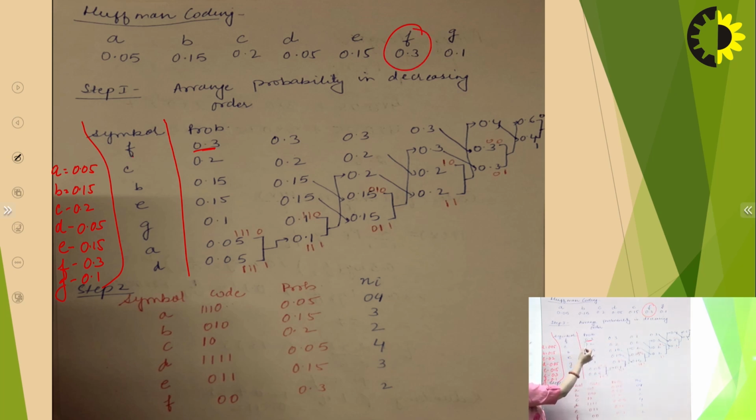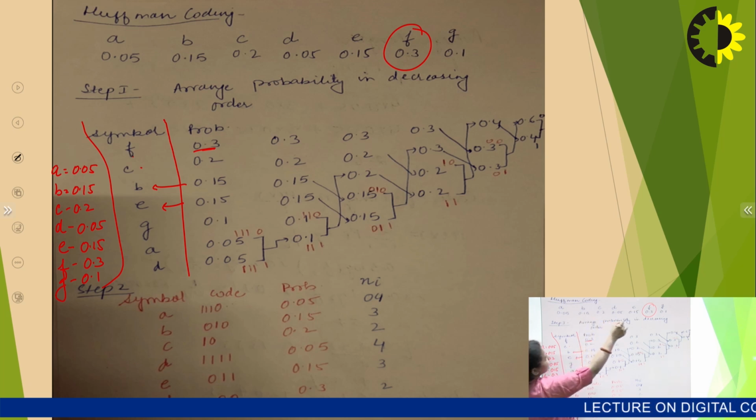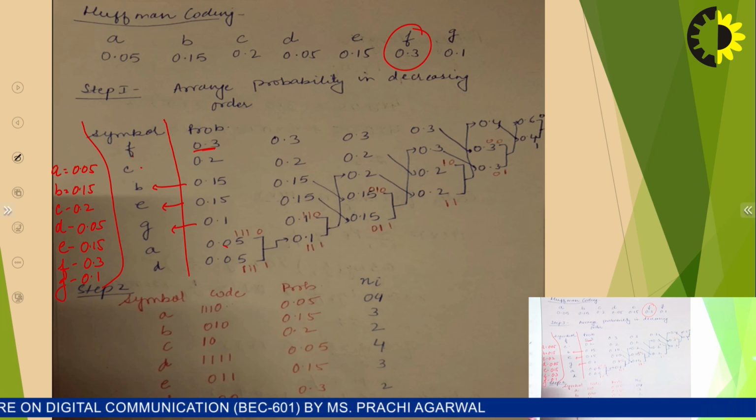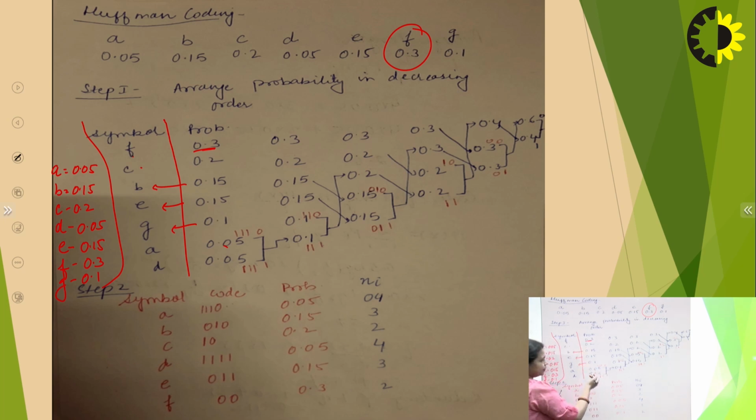Then after 0.3, it is 0.2 for the symbol C, then 0.15 for the symbol B. 0.15 is for both B and E, but B comes first, so you write B first, then the other symbol E. Then you have another probability 0.1, that is for G, and then 0.05 for A, and again the same 0.05 for D. So the first step is just to arrange the probabilities in decreasing order.